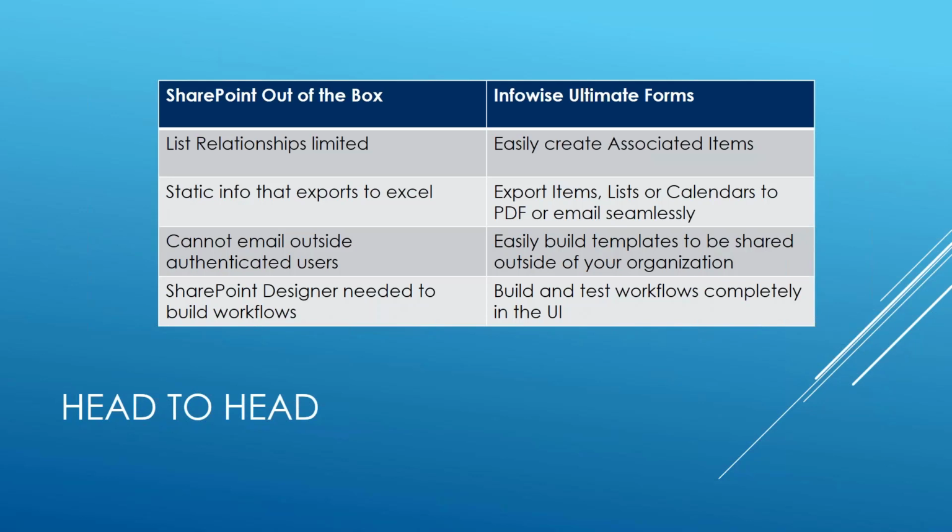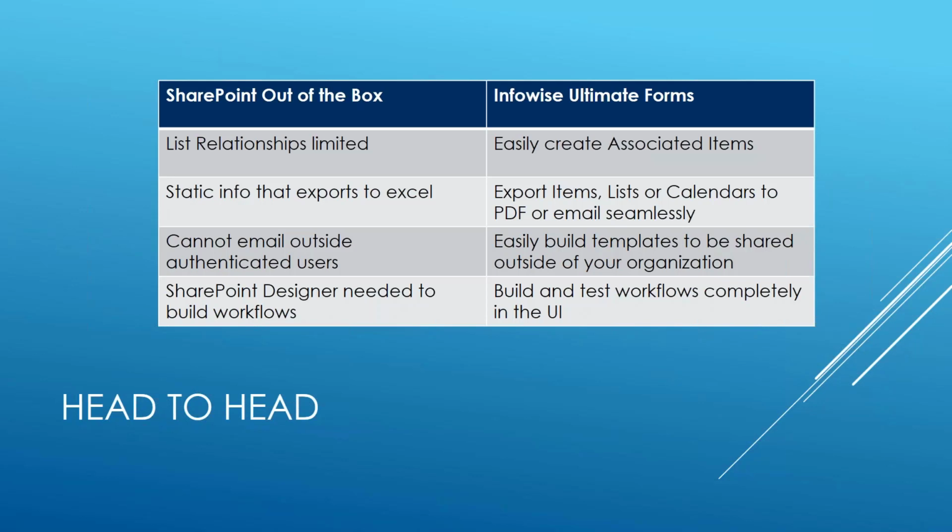SharePoint out of the box, yes, it exports to Excel, but then you need to go ahead and do all those features, or filters that you set up every time, while Infowise lets you easily export items as PDF and even email them right from the browser. Not to mention, it maintains that associated items relationship that we had established, right?